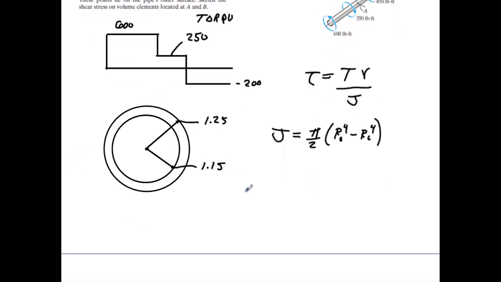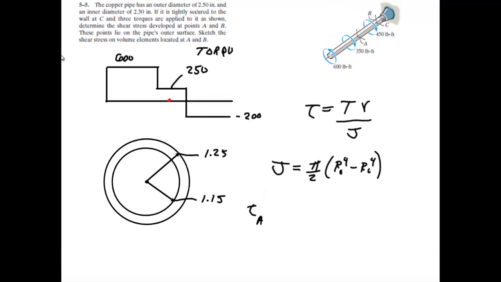So, the torque at A. A is going to occur somewhere in here, let's do that in red. A would be right in here, and B would be over in this area here. So the torque that A feels is going to be the 250.